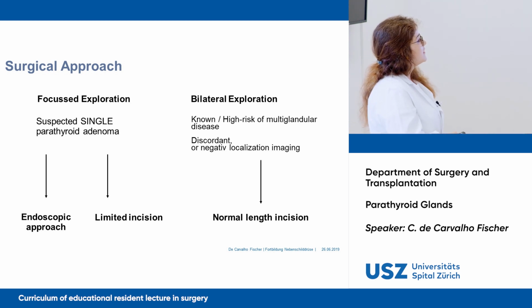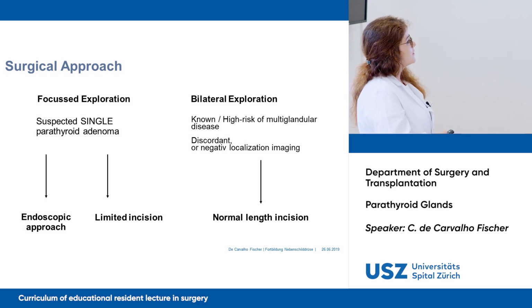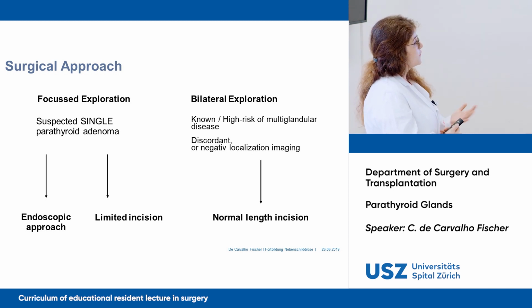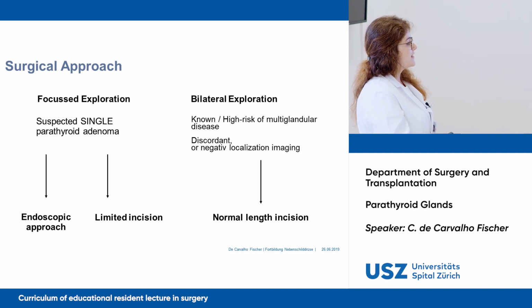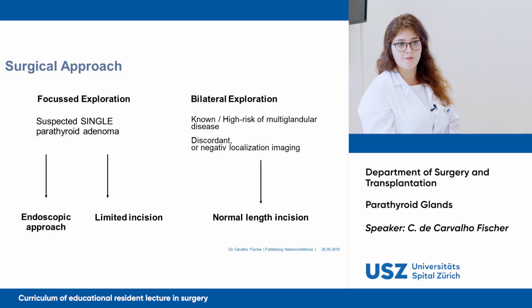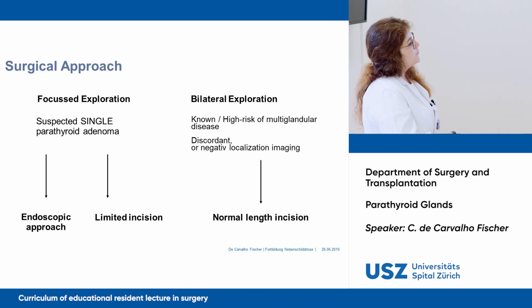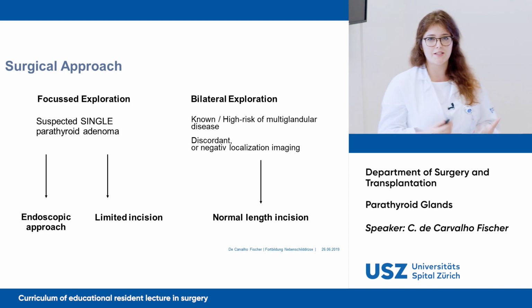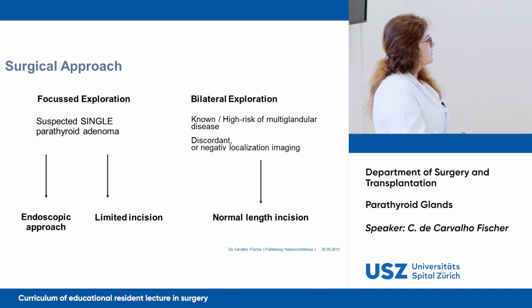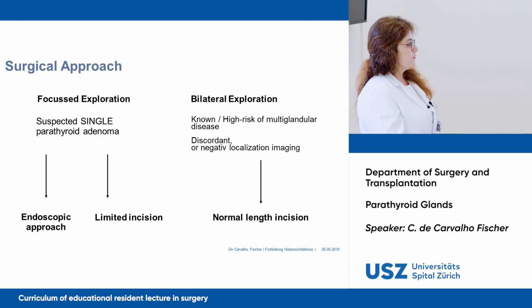So if we suspect a single parathyroid adenoma, a focused exploration would be our first option. This can be done through an endoscopic approach or through a limited incision, also called OMIT. We'll come back to that later. If we suspect multiglandular disease or we have imaging that is either negative or discordant, we can opt for a normal length incision and a bilateral exploration.